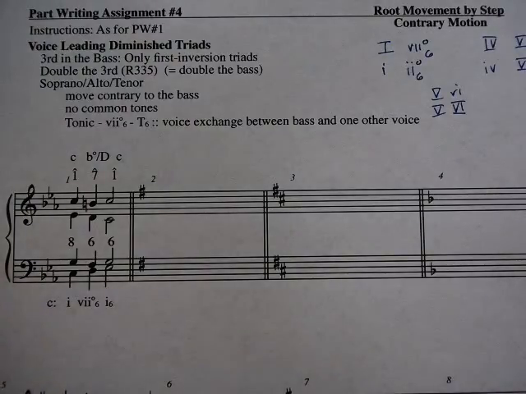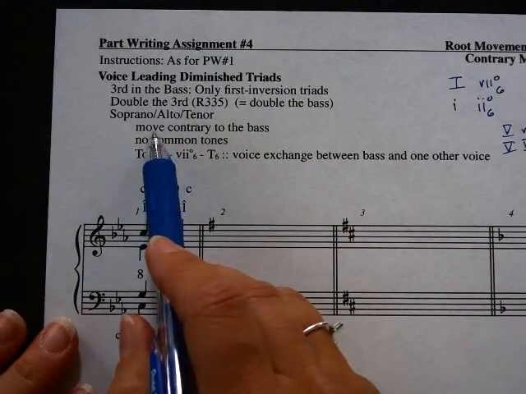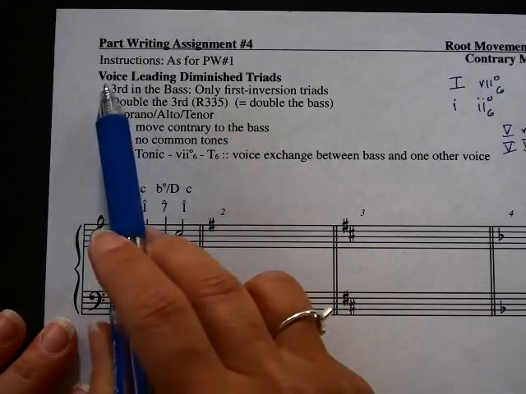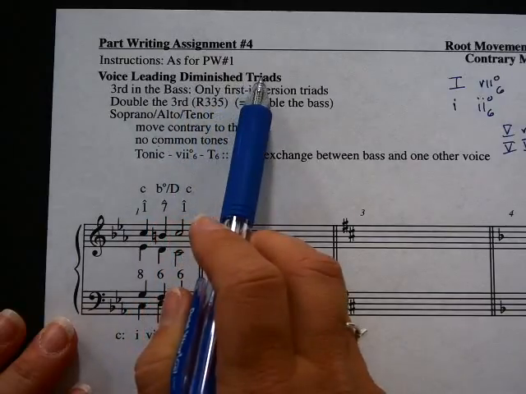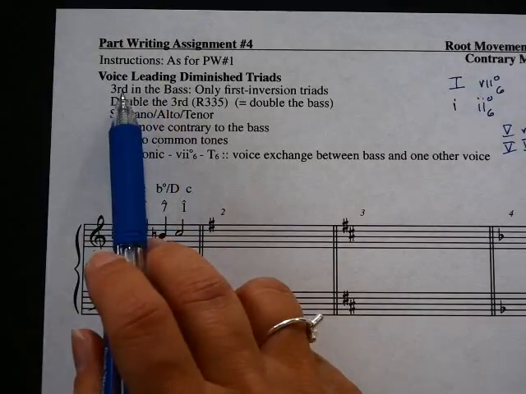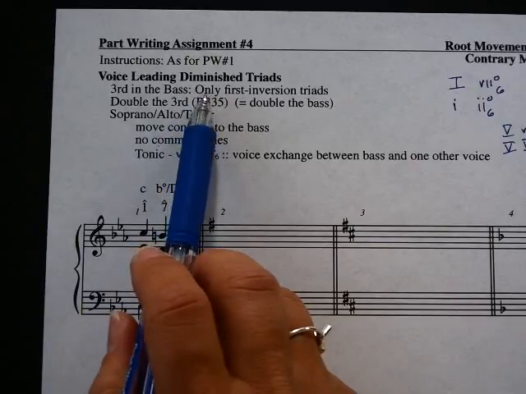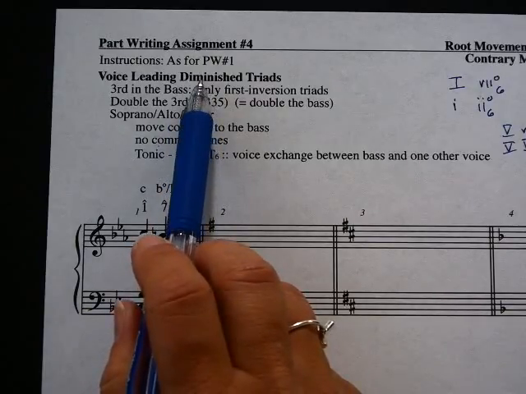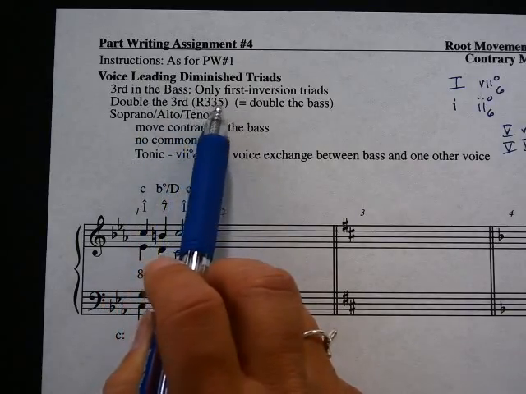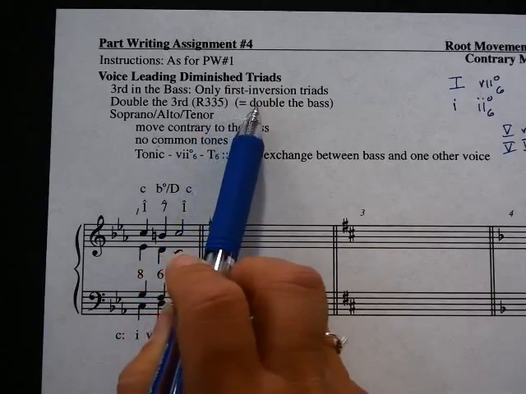If they're a step apart, there will be no common tones. You want to move contrary to the bass. And this is specifically when voice leading diminished triads. Remember that when you are voicing diminished triads, that means the third of the diminished triad is in the bass. We only use first inversion triads when the chord quality is diminished, and we're going to double the third, which is saying we're going to double the bass.